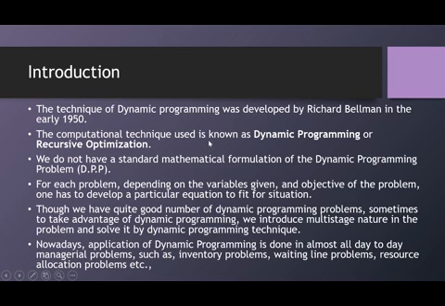See, this particular computational technique, which we are calling dynamic programming, is also called recursive optimization. Why do we call it recursive optimization? You will be understanding it in the future sessions, but for your information, in this method, we divide the problem into multiple stages, and in each stage we try to optimize the solution, right? Recursively, we apply the same procedure for each stage and try to optimize the solution. Therefore, this method is also called the recursive optimization method.